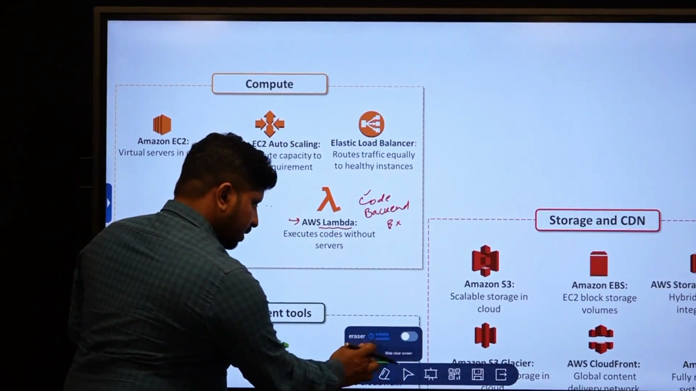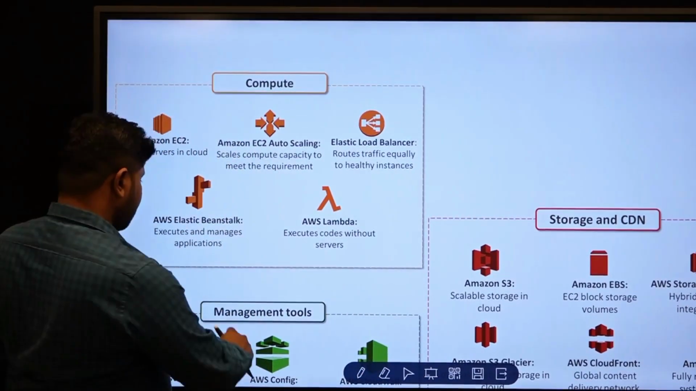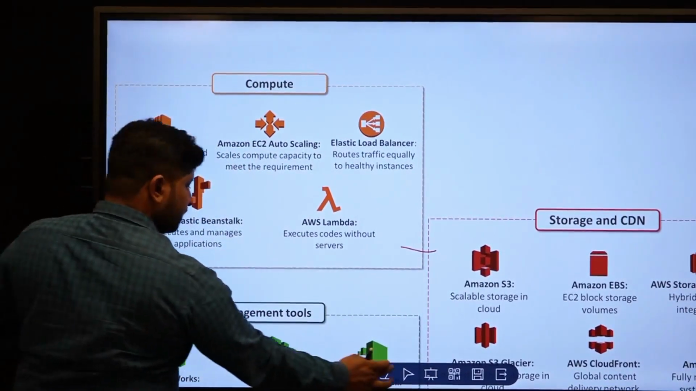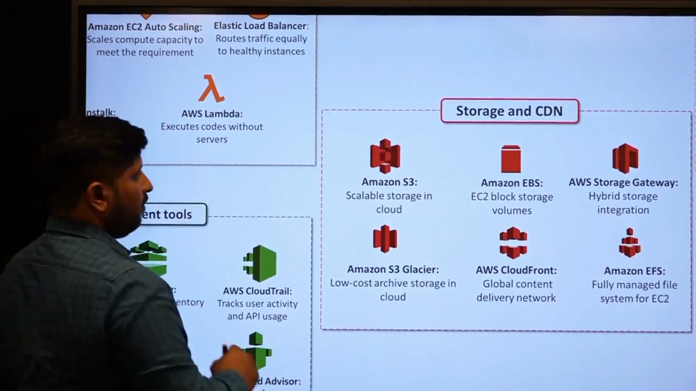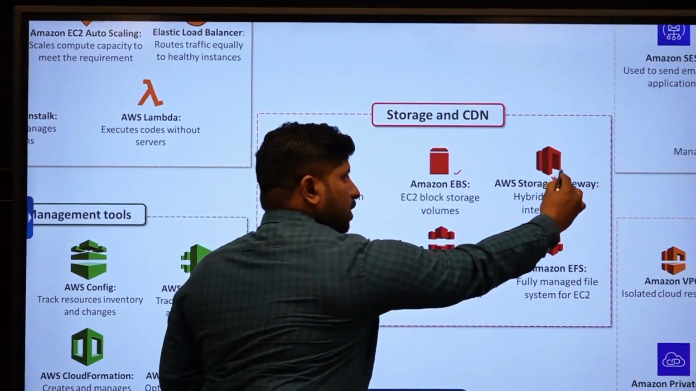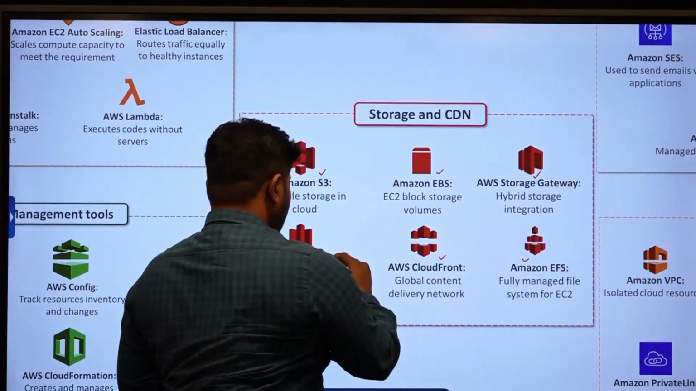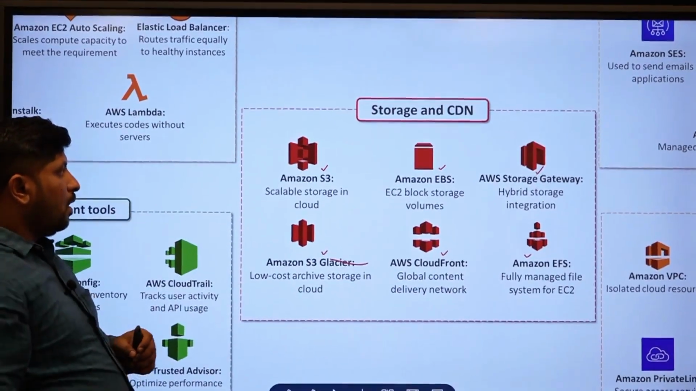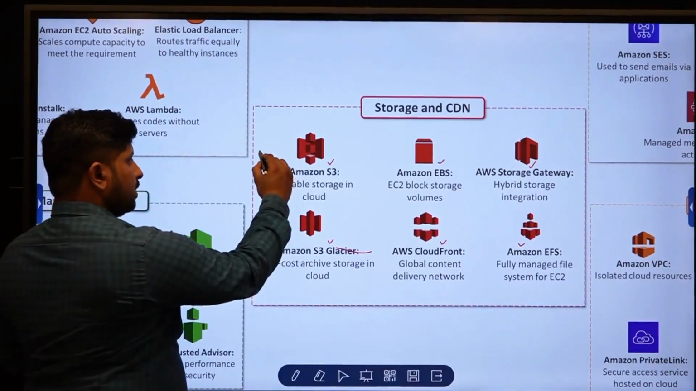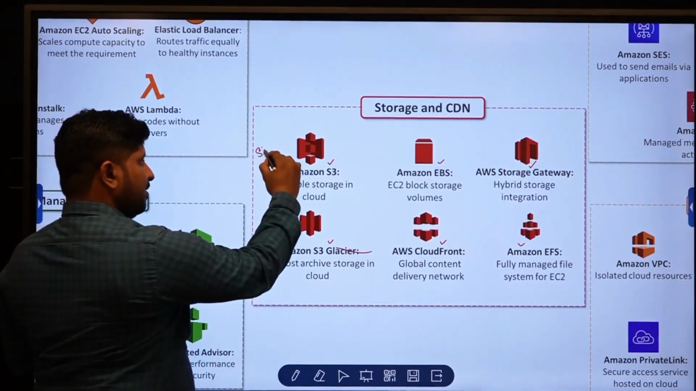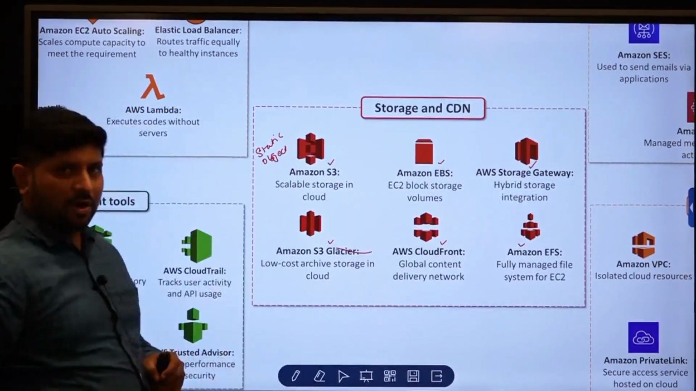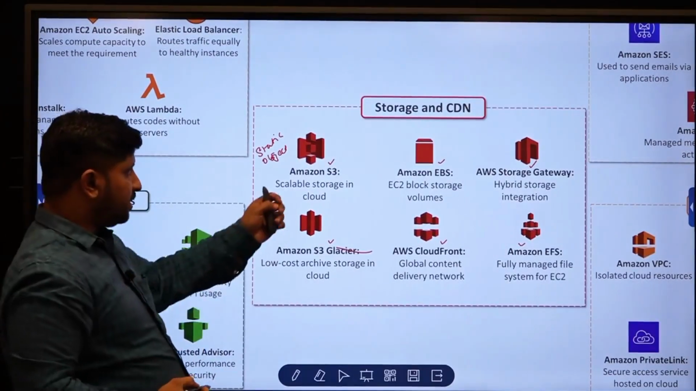After this, let us move on to the other service, which is storage, provided with S3, EBS, Storage Gateway, EFS, CloudFront and Glacier. S3 stands for Simple Storage Service, where it provides storage of static data in the form of objects. So it can also be called an object store, and which is immutable.